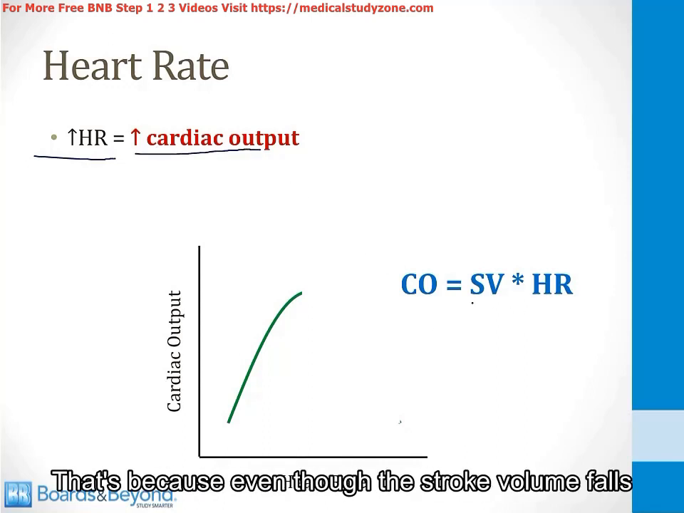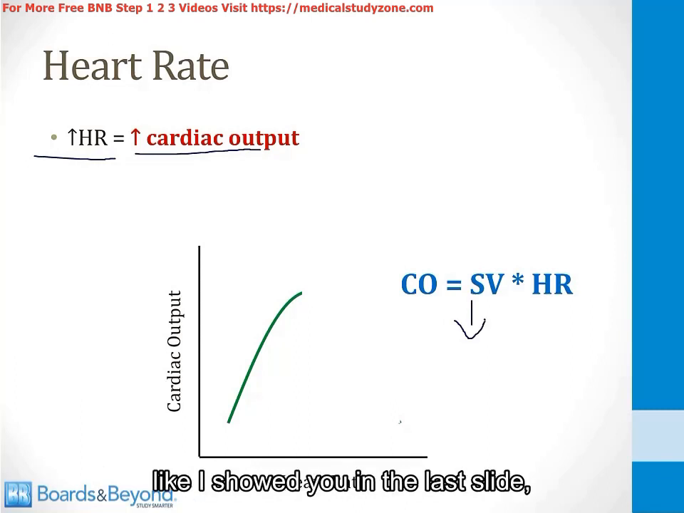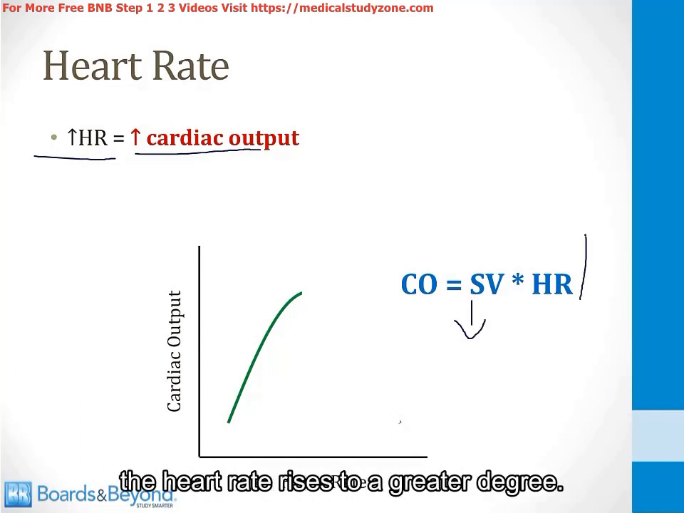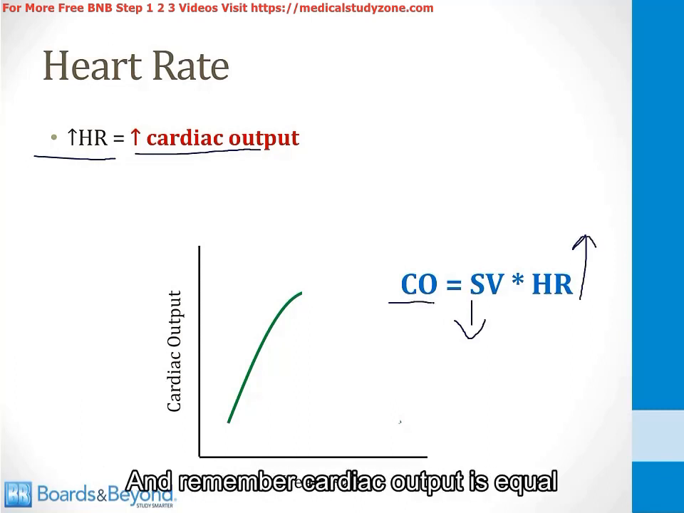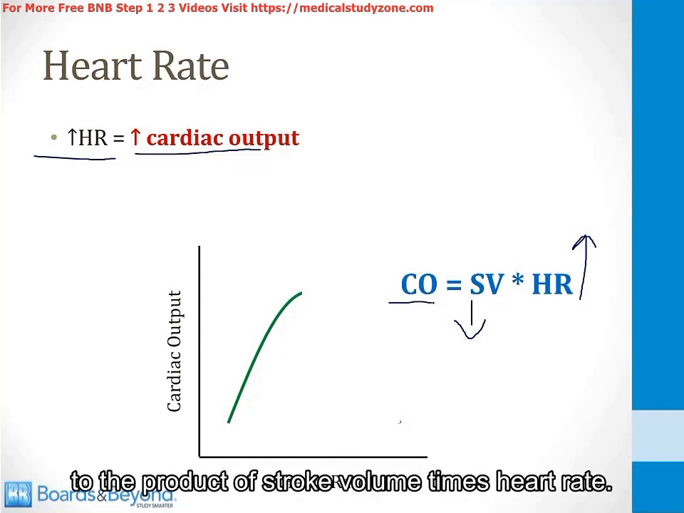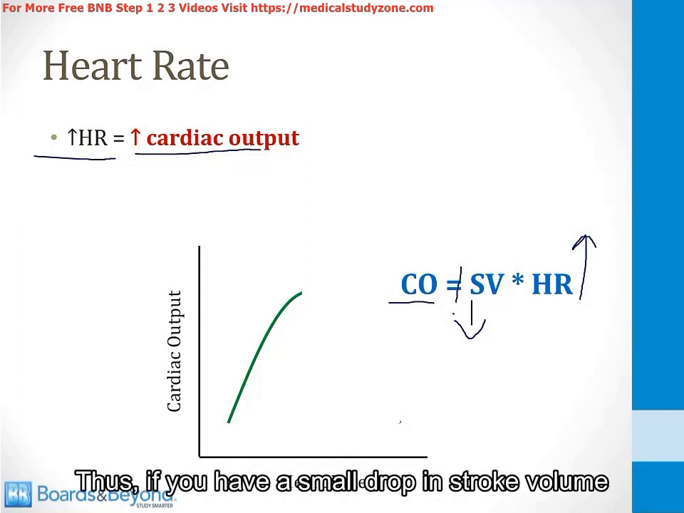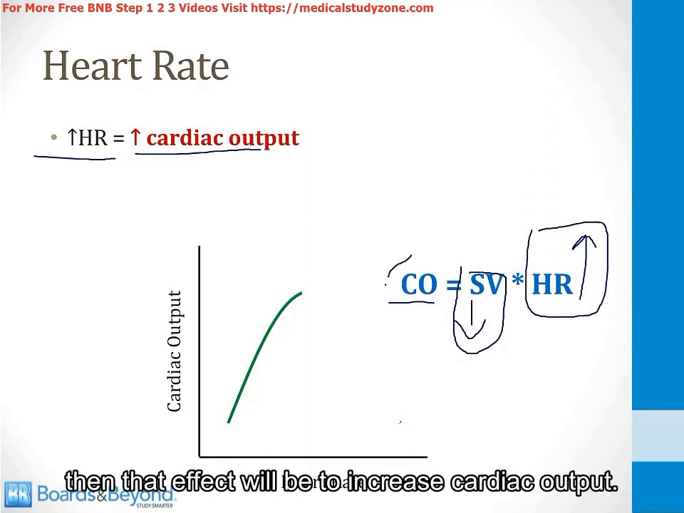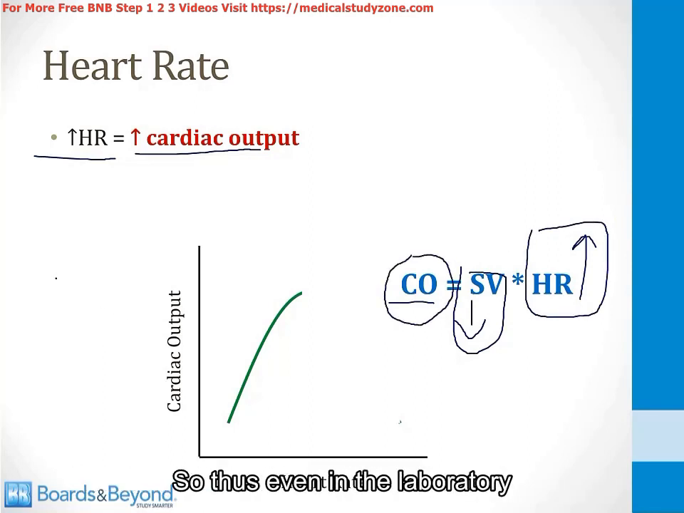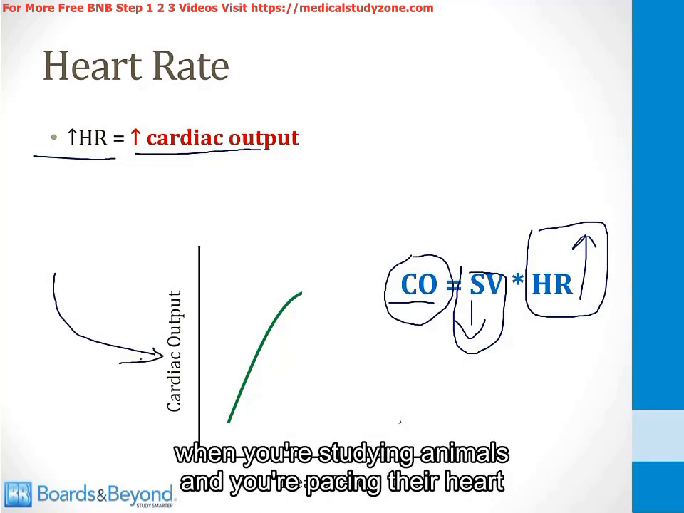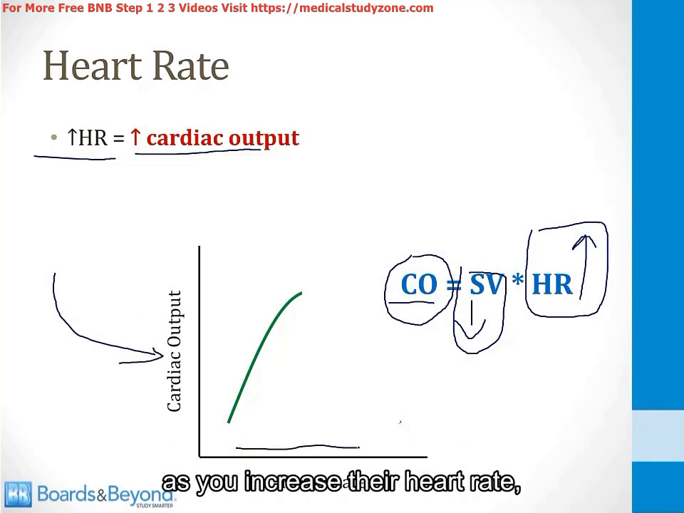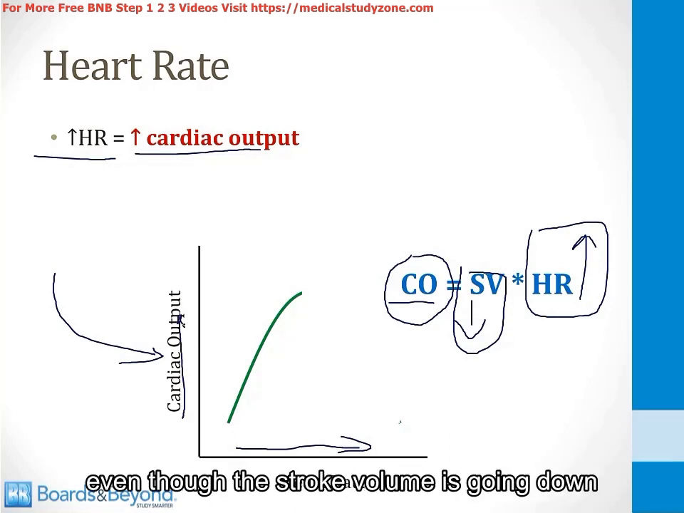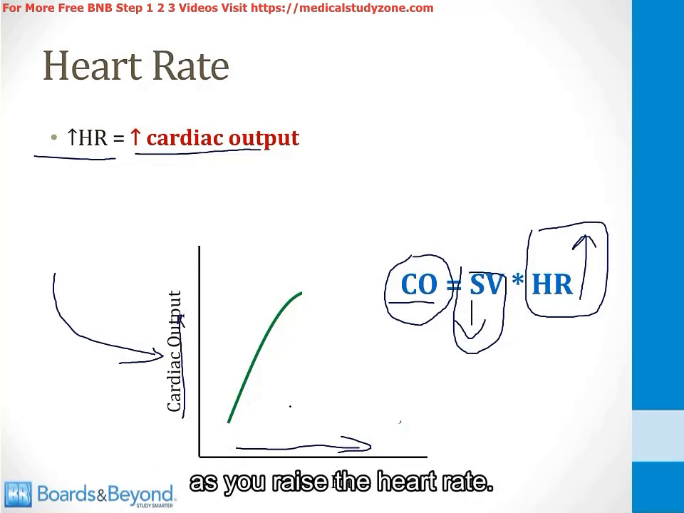That's because even though the stroke volume falls when the heart rate goes up, like I showed you on the last slide, the heart rate rises to a greater degree. And remember, cardiac output is equal to the product of stroke volume times heart rate. Thus, if you have a small drop in stroke volume but a greater rise in heart rate, the net effect will be to increase cardiac output. So thus, even in the laboratory, when you're studying animals and you're pacing their heart, as you increase the heart rate, you still see a rise in cardiac output, even though the stroke volume is going down as you raise the heart rate. And that's a confusing concept, so make sure you understand that.